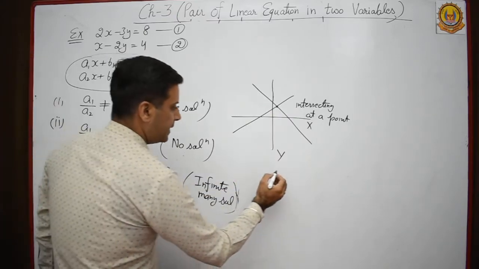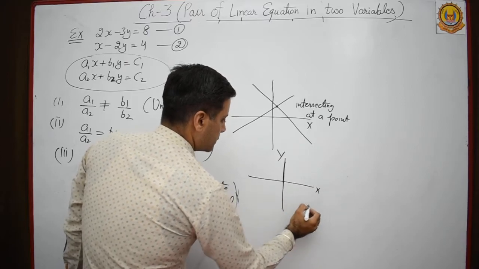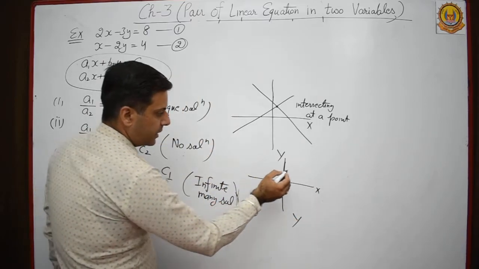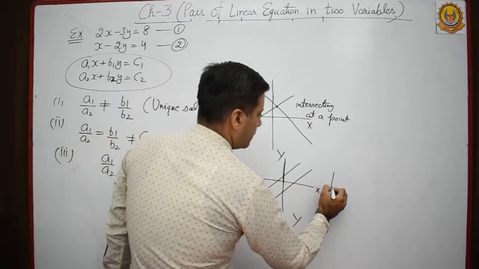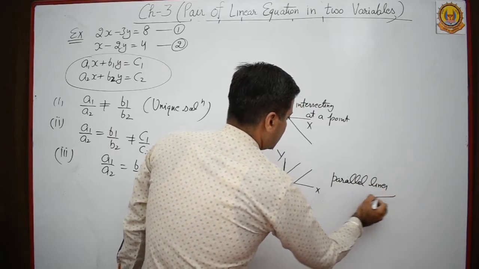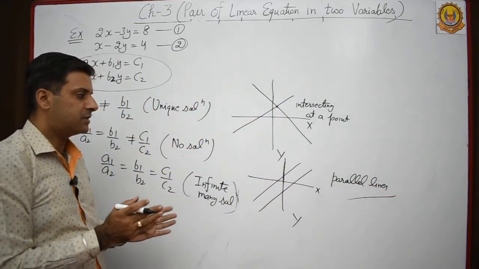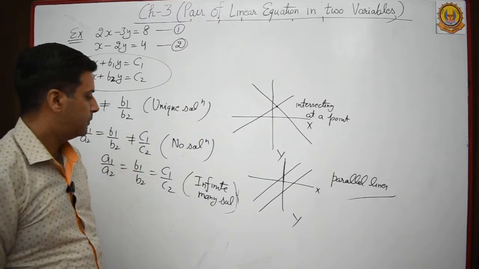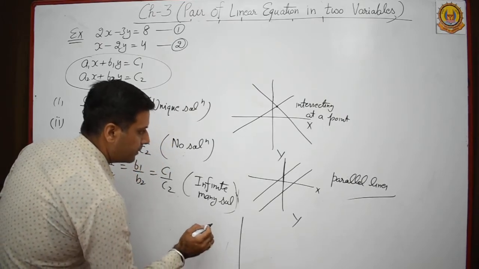If no solution is there, you will get straight lines like this, parallel lines. Parallel lines mean they will not intersect each other, and if they will not intersect each other, that means we will not get any kind of solution. And in the third case, you will get a straight line like this.